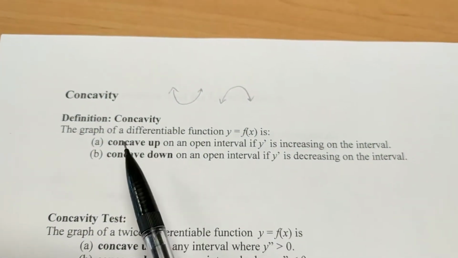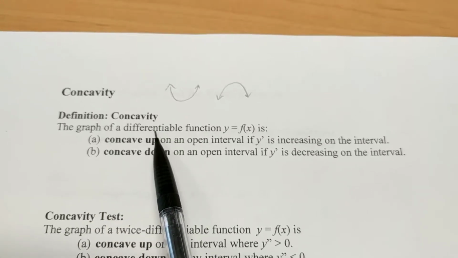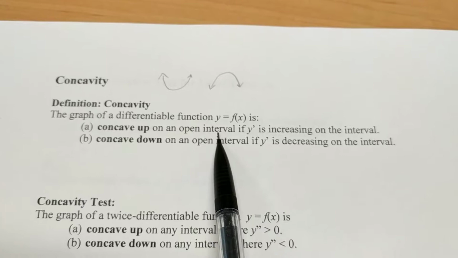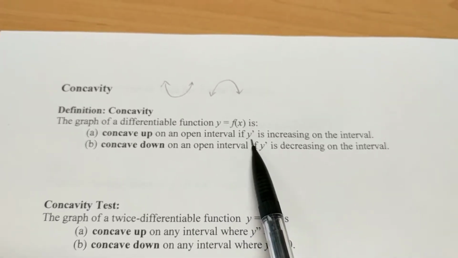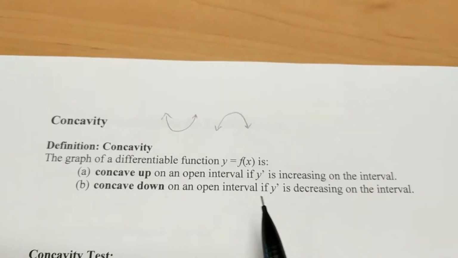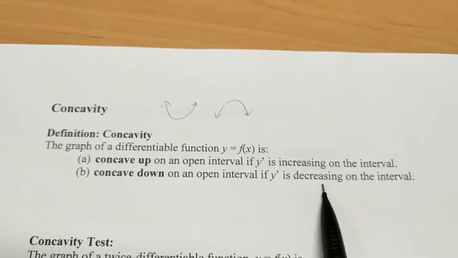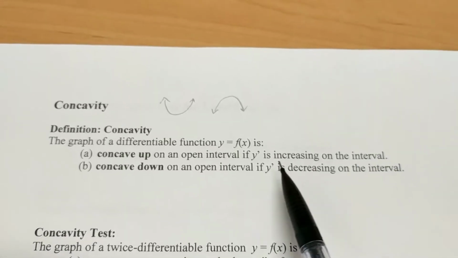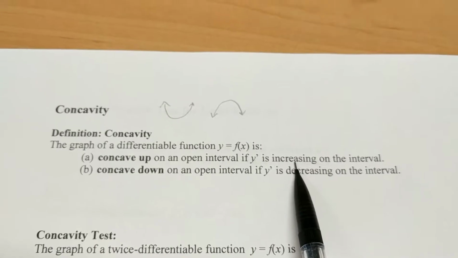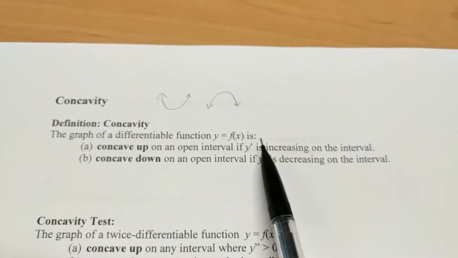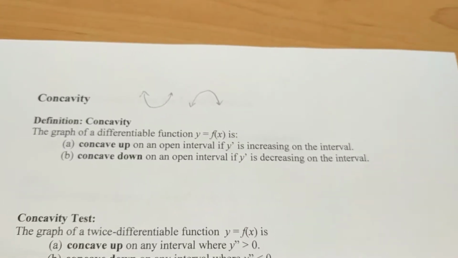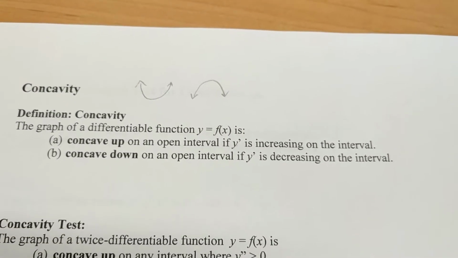So when we talk about concavity, we now have to talk about a differentiable function being concave up on an open interval if the derivative is increasing, and concave down if the derivative is decreasing. So I want you to think about, we're talking about the slope graph having a positive slope. We're talking about slope of the slope. And again, slope of the slope. So what do we think of when we hear slope of the slope?